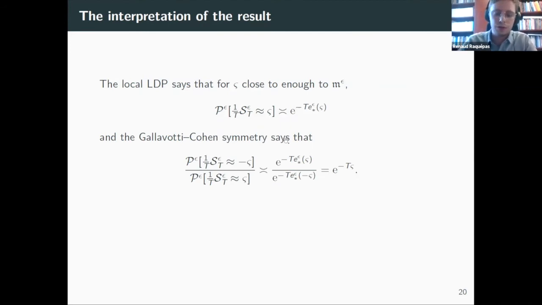Now, what the Gallavotti-Cohen symmetry allows me to do is to compare this with the same thing with minus sigma. It tells me that the probability that the time average entropy production is around minus sigma divided by the probability that it's about sigma, so the ratio of the probabilities is the ratio of their exponential decay. The ratio of the exponentials is the exponential of the difference, that's what I meant to say, and the symmetry that was on the last line tells you that this minus this is just sigma.